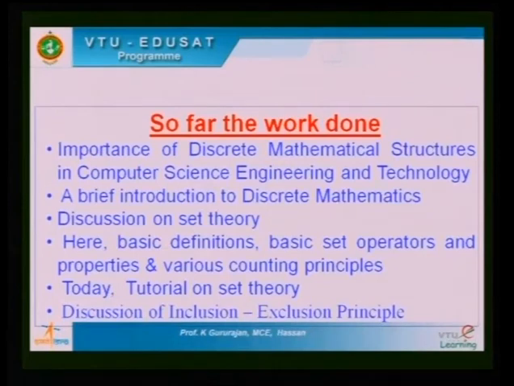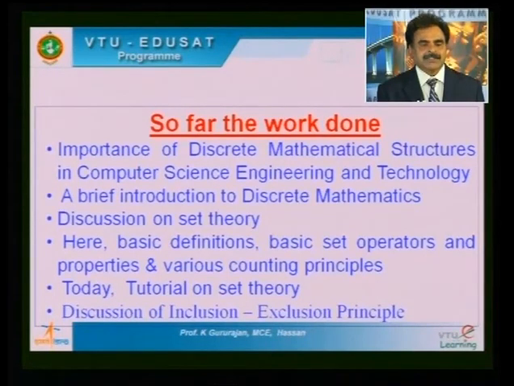And then I also imparted to you some of the counting principles normally used in problems involving counting, like addition rule, multiplication rule, combination rule, and permutation rule. Thereafter, in the last class, we discussed a few illustrative examples just to understand all the set operators and the counting principles. Today, I thought it is better to consider a tutorial on set theory. Whatever we had done, we are going to have a tutorial on the same. Later, I would like to introduce one more counting principle, called the inclusion exclusion principle. This is today's plan of the lecture.